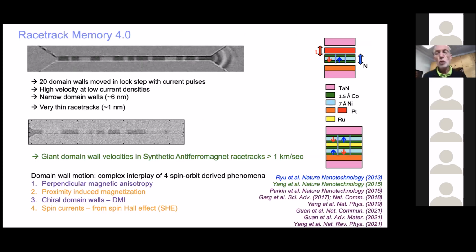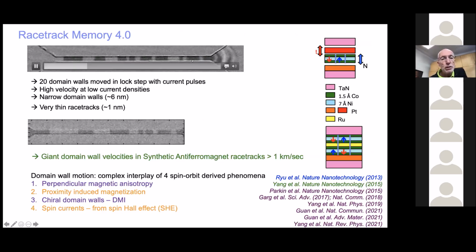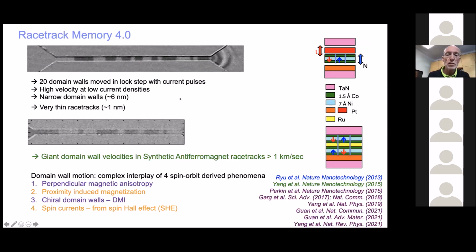So first, most of our experiments to date have been using Kerr microscopy, and in the top you can see a simple cobalt-nickel-cobalt racetrack. It's just 1 nanometer thick, grown on platinum, and the domain walls move by nanosecond long current pulses at speeds of up to approximately 300 meters per second.